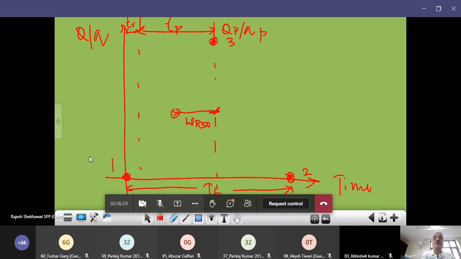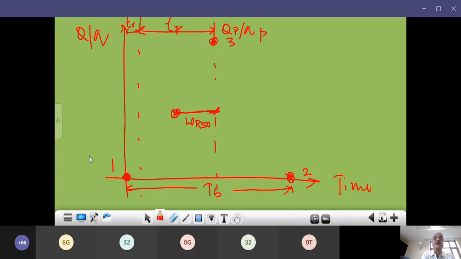From here, from center to this point, WR50. If I can get by some equation, I can locate this point. And then total W50, if I know, I can locate the falling limb also. So this is WR50, this is W50. This is the fifth point.